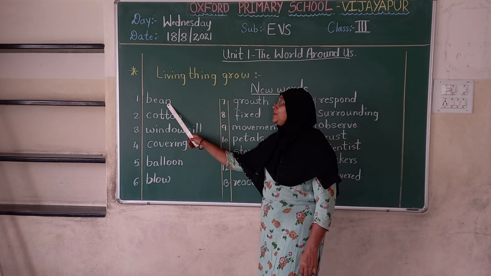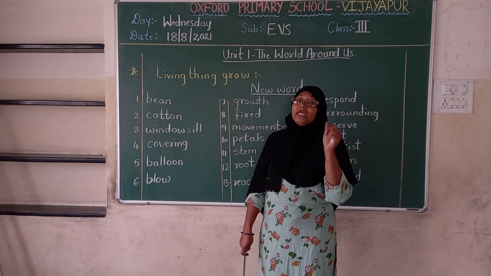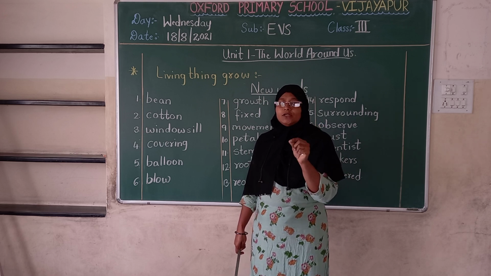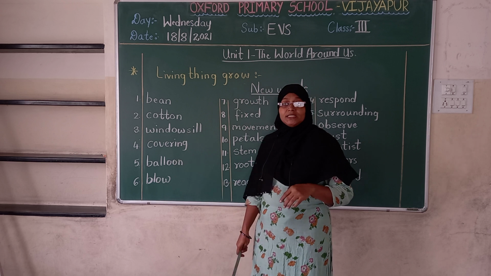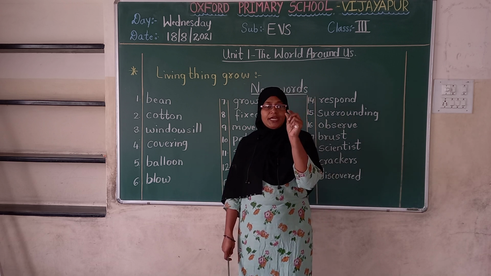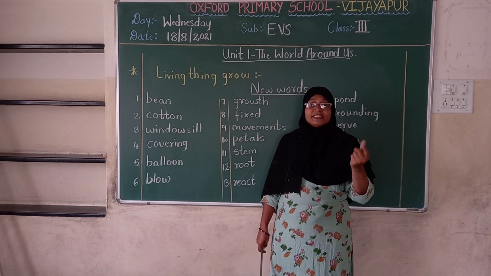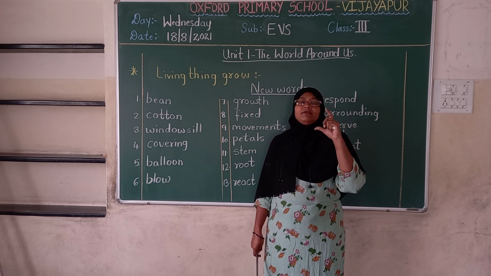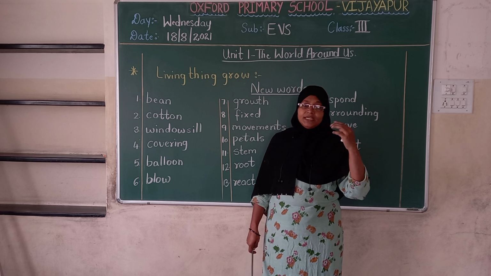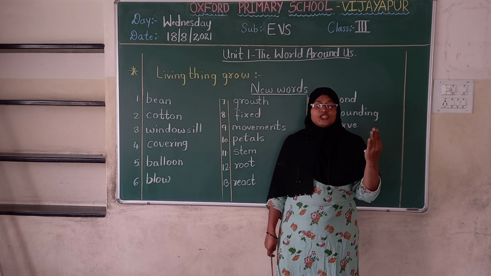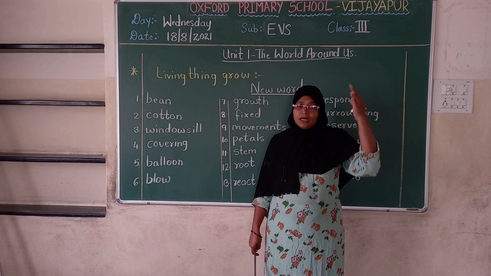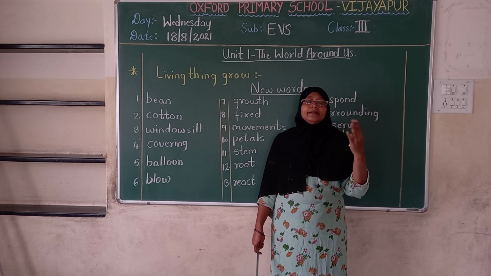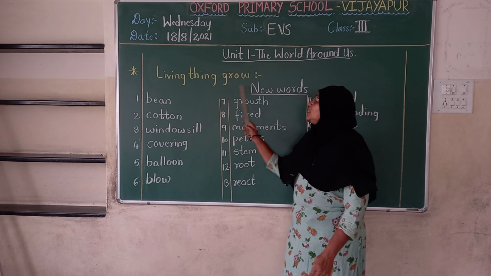The first one is bean. Bean, you know, bean is a type of seed. So here also, living things grow means how? From a seed, the seed turns into a sapling, and from a sapling, sprouts will come out. It will come into a small sapling, then it grows into a plant, a shrub, a herb, or, if that seed is of a mango, it turns into a tree. So all living things grow.